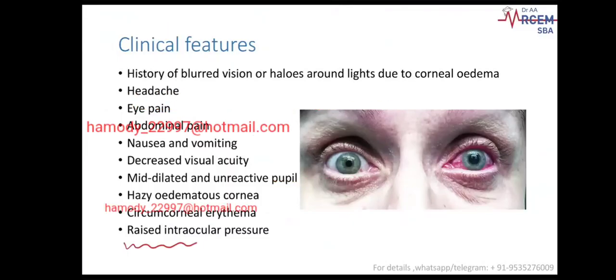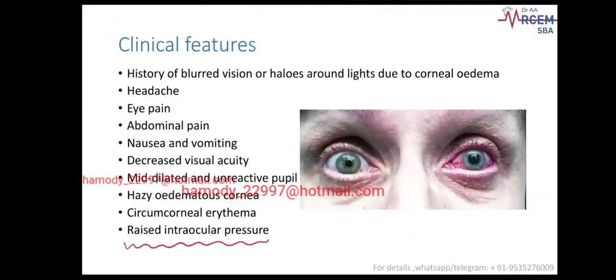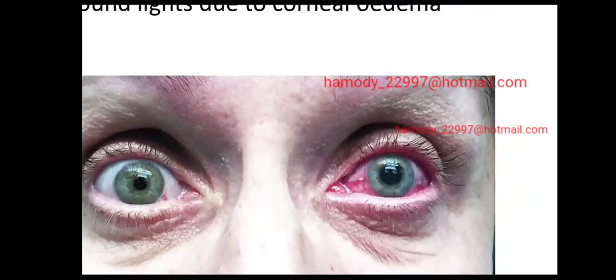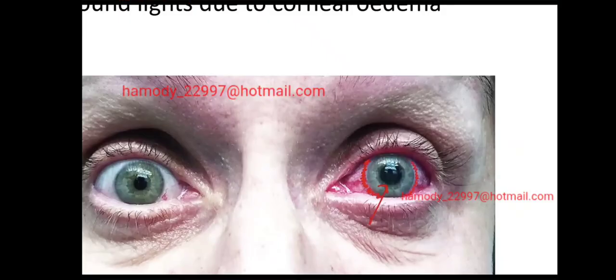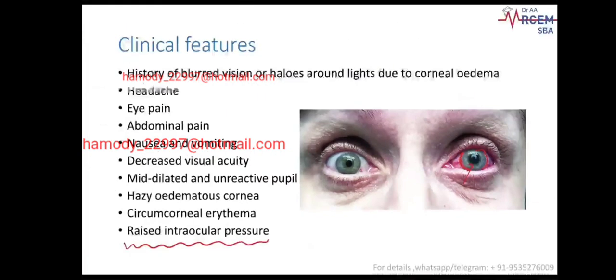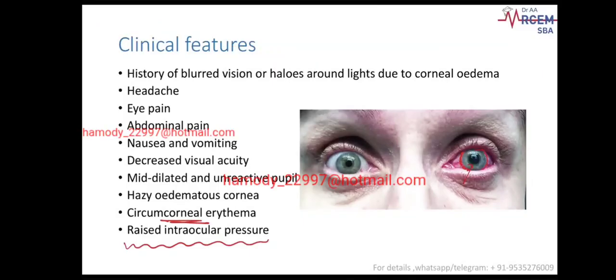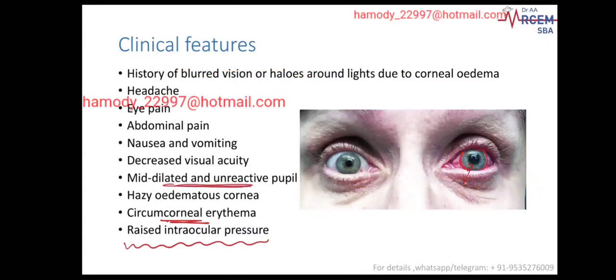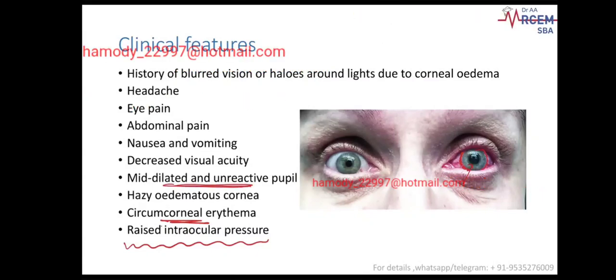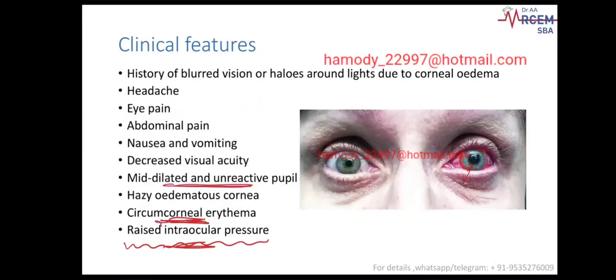Always measure the intraocular pressure, it will be on the higher side. They classically present with a mid-dilated pupil. The erythema is commonly not in this picture, it is seen everywhere, but it is commonly seen around the cornea. This is known as circumcorneal erythema. Those are the very typical features. Mid-dilated pupil not reactive to the light. Direct light reflex will be absent here. Circumcorneal erythema and raised intraocular pressure. These are the typical features we'll be seeing.